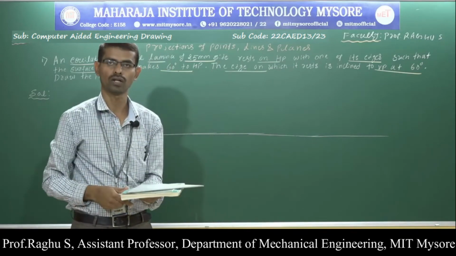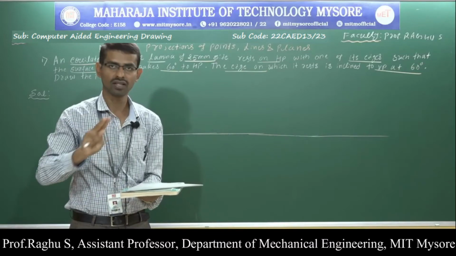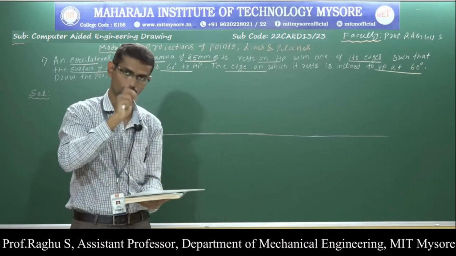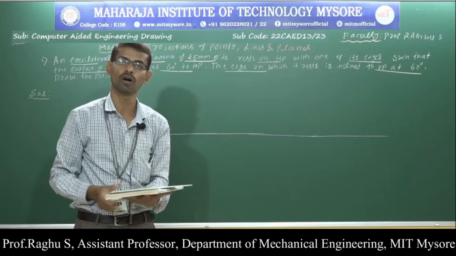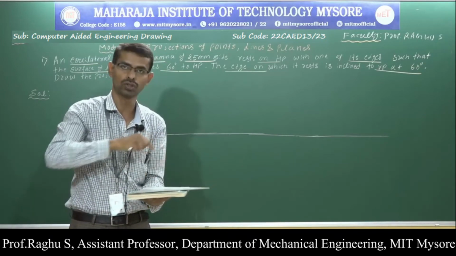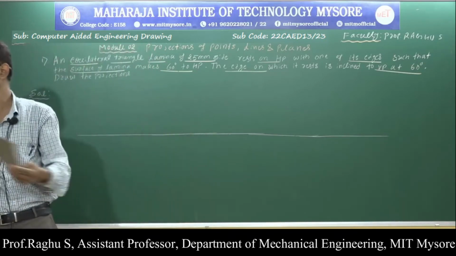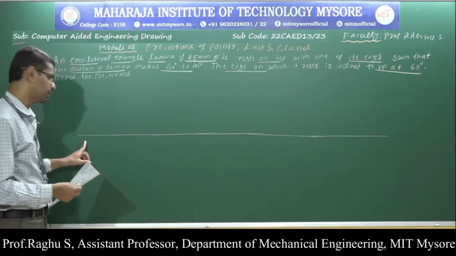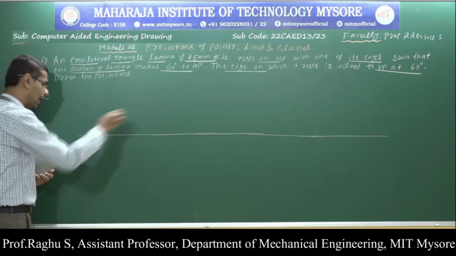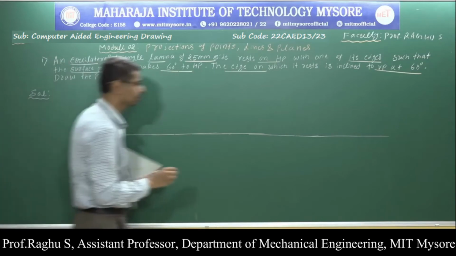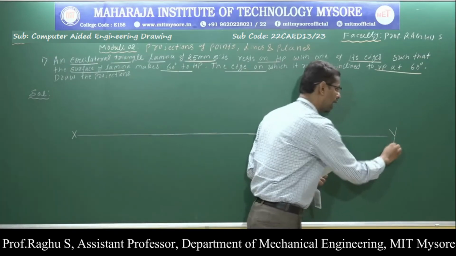Now draw the top view and front view. You ignore all inclinations. Now draw the top view. Here I should start the first position with the top view, because in the top view I can see the true shape. So where should I get the top view? I will get the top view on HP. So first draw the XY line.